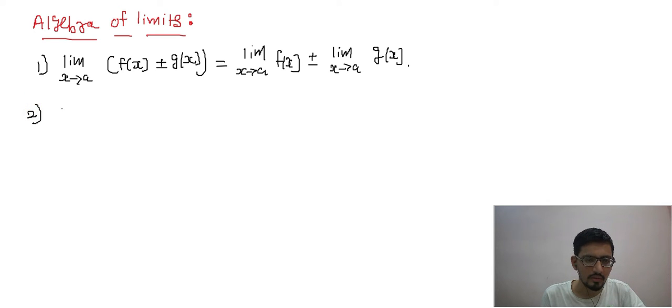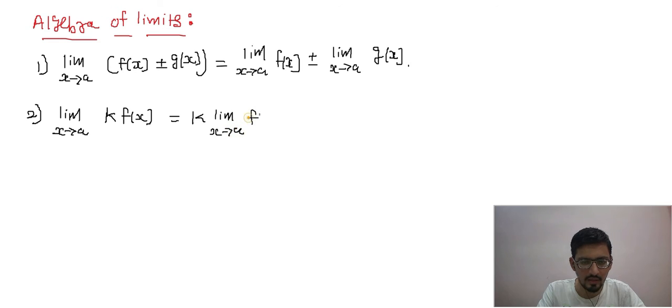Second thing: if I have limit x tends to a k into f of x, where k is any constant, any scalar, and f of x is a function of x, then when the function is multiplied by k, you can simply take that k outside and solve the limit x tends to a f of x. This is also allowed. We will see more examples of these, and the picture will be clearer then, but I am giving a brief overview of what operations you can do while evaluating limits.